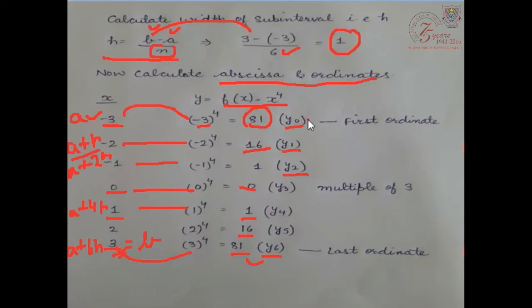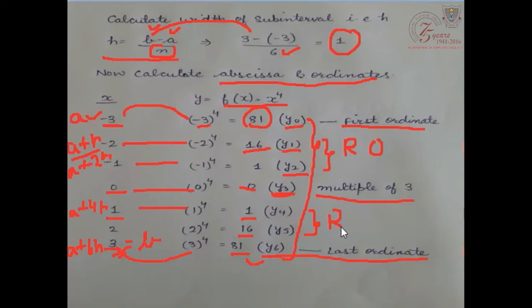If you observe this naming, you will see that y0 is the first ordinate, y3 is a multiple of 3, y6 is our last ordinate, and y1 and y2 will be known as the remaining ordinates. Similarly, y4 and y5 will also come under the category of remaining ordinates.